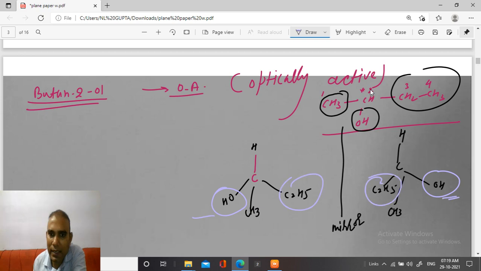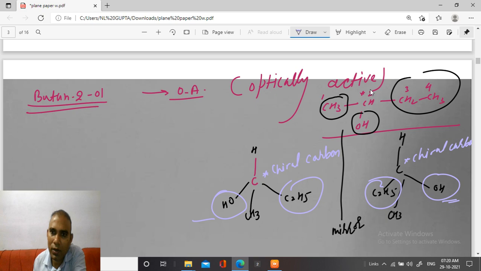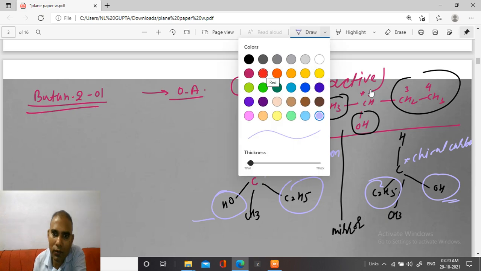Firstly, you see, this is a chiral carbon. Why chiral carbon, student? Because this carbon has four different groups. This is also going to be a chiral carbon, friend. Why chiral carbon? Because this has four different groups. Now, see dear friend, what we can draw from it.